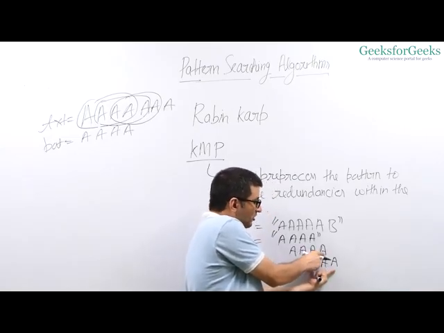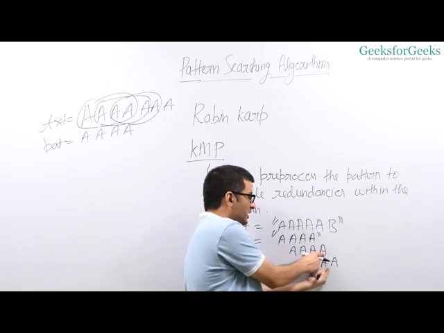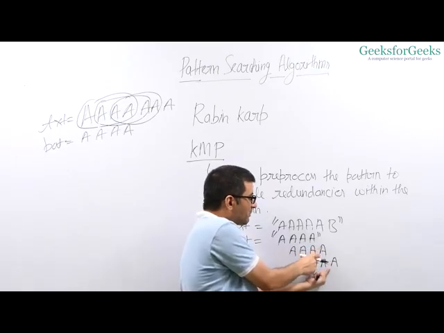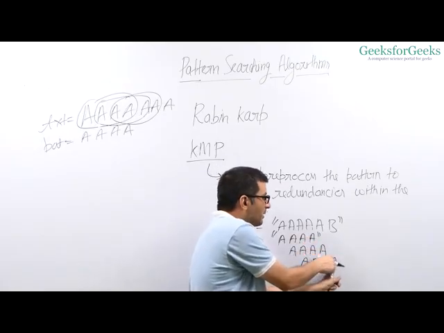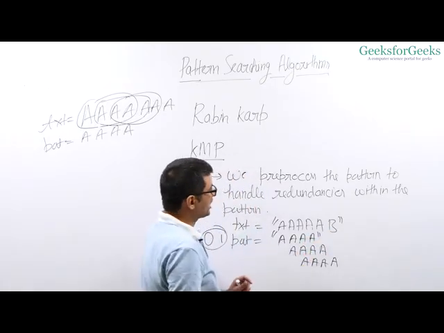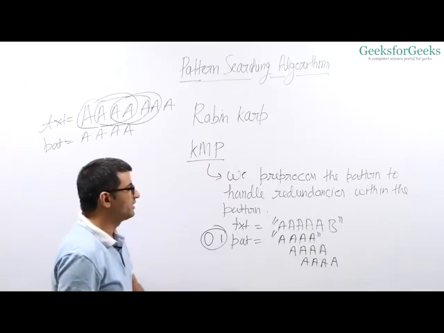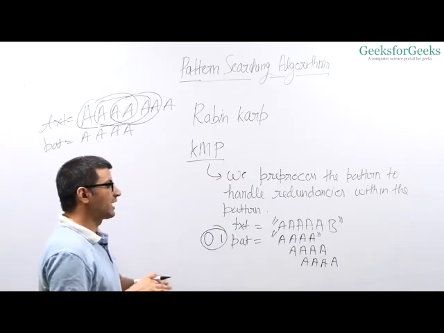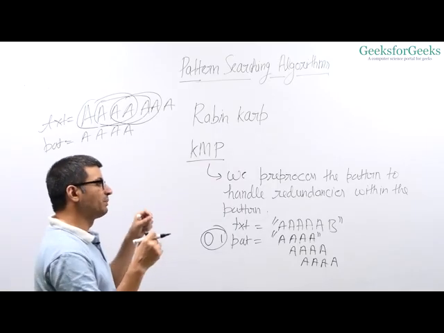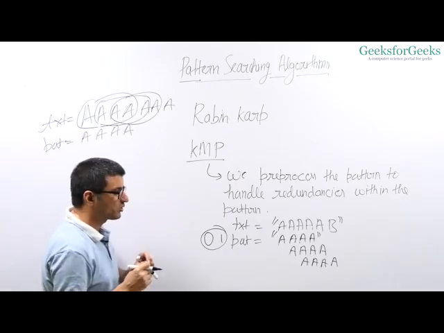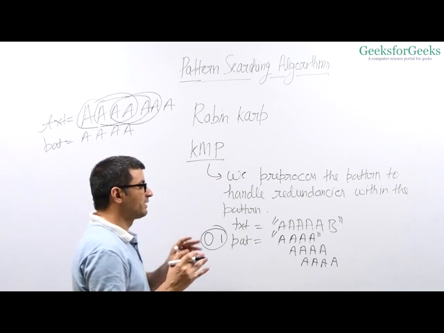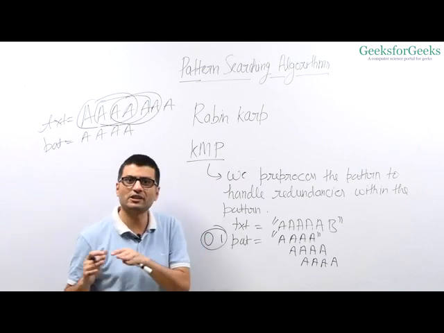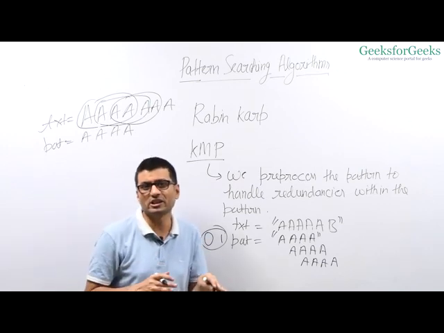I have pre-processed the pattern and I have this information somehow, right? And I know that these 3 were matching with these 3, right? So I skip these 3 matches and I compare A with B. That's how I optimize the naive algorithm. I pre-process the pattern, pre-compute the redundancies within it, so I can skip some matching of characters when some mismatch happens after certain matches and there are redundancies within the pattern.